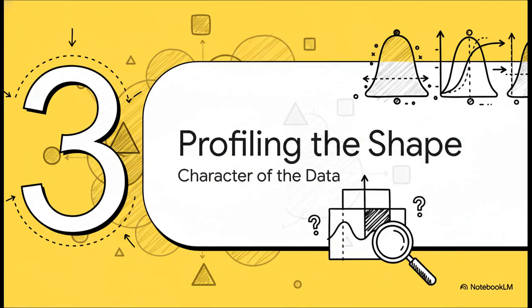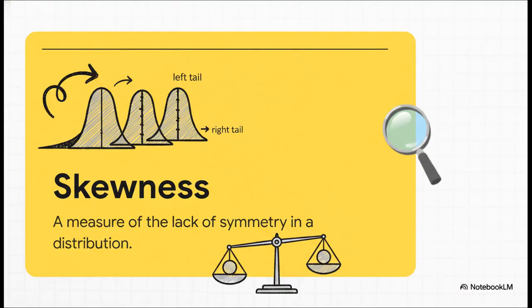Okay, let's recap. We've found the center, we've measured the spread, so what's left? Well, it's time for the final phase of our investigation, profiling the data. We need to understand its character, its personality. What's the overall shape of this distribution? And for that, we have a tool called skewness.